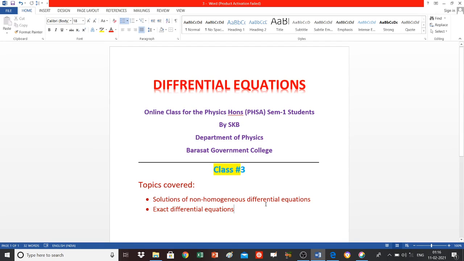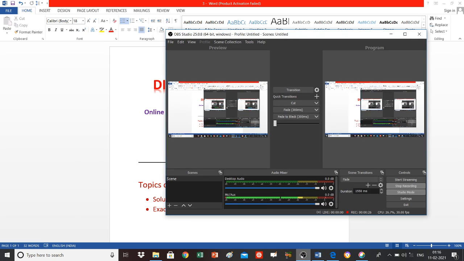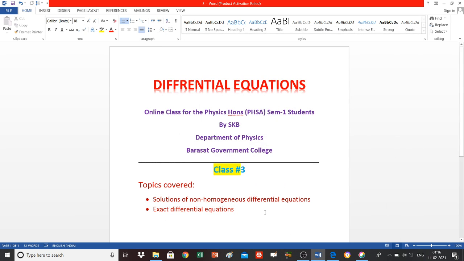Dear student, this is the third class on the chapter differential equation, and in this chapter we will focus on the following topics. Number one is solution of non-homogeneous differential equation, and in this case we will solve some non-homogeneous differential equation, and then exact differential equation. This is the process and the methods with which we can solve exact differential equation.